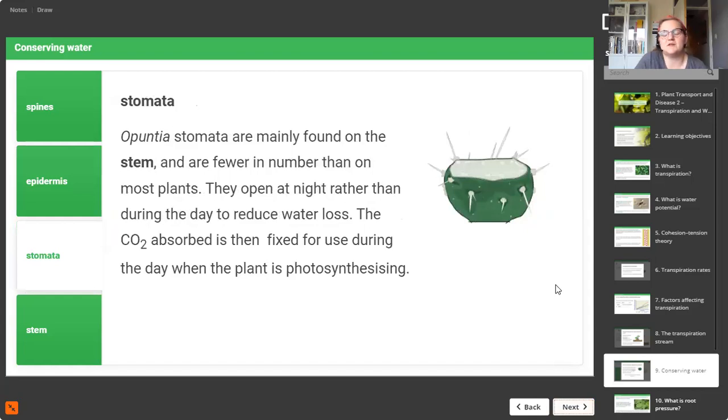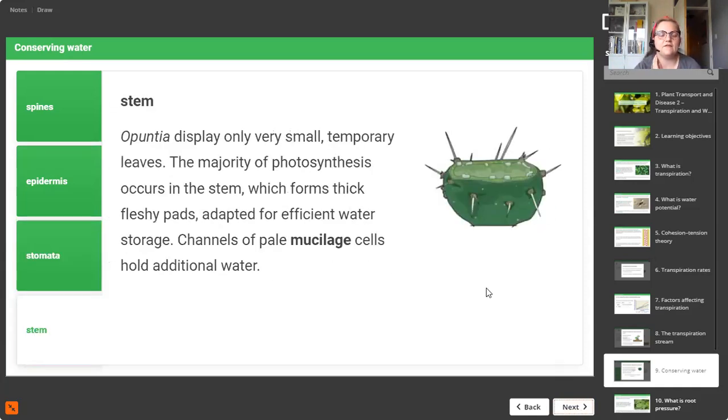Then we've got the stomata. Stomata in cacti are really, really clever. They're actually located around the stem, and we have a lot fewer of them on Opuntia and any cactus compared to normal plants. Most plants open and close their stomata, and it doesn't have to be day or night. But on cacti, they open at night rather than during the day, and this is to reduce water loss. The carbon dioxide is absorbed then and fixed for use during the day, when the plant is photosynthesizing and the stomata are closed.